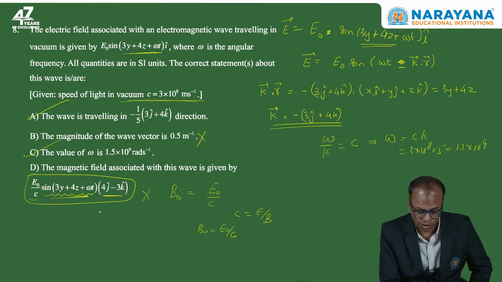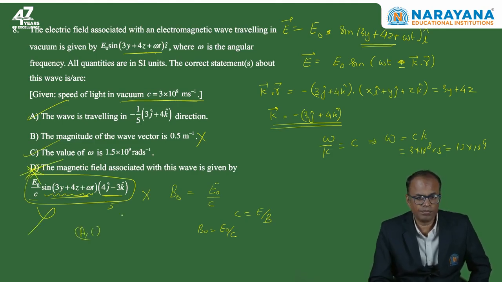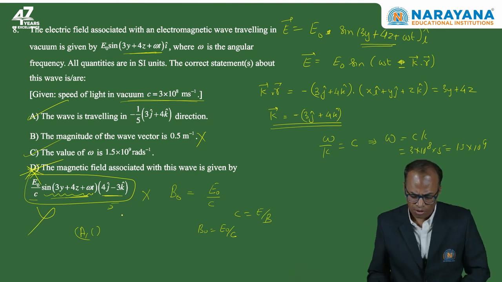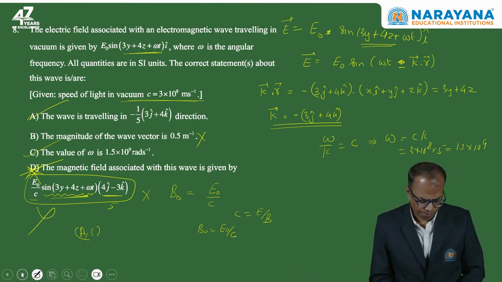So this must be wrong. And if they had divided by 5, then I needed to check further. But right now, this itself is not matching. So option D is not correct. So answer is A and C. Good. Okay, let's go on to the next question.